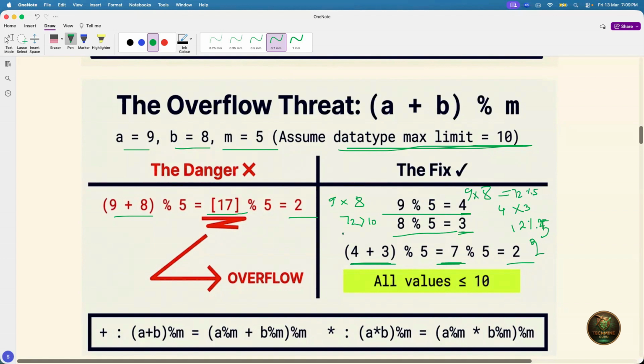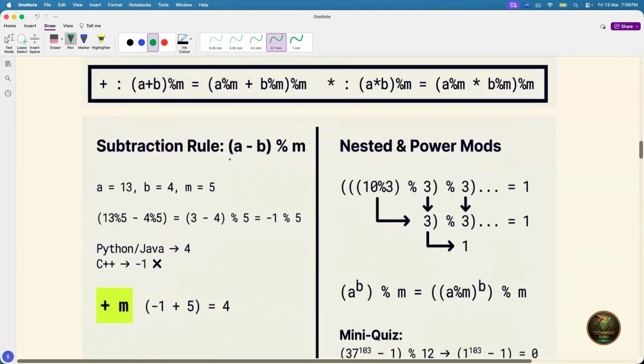So the answer will not change. Now let's see why in (a minus b) modulus m, we get an extra m. Let's take an example where a is equal to 13, b is equal to 4, and m is equal to 5. If you simply apply the formula like addition, 13 modulus 5 will be 3, right?